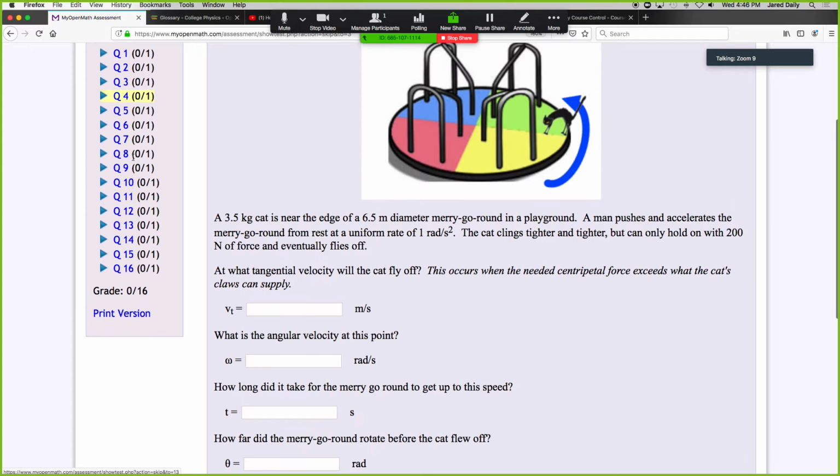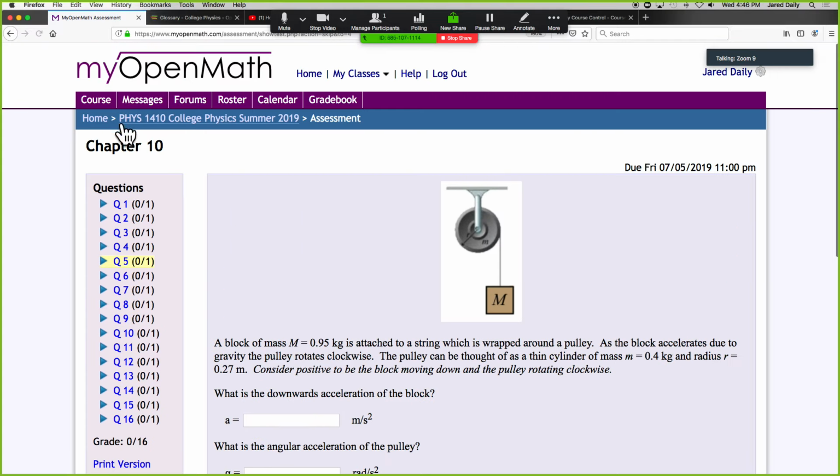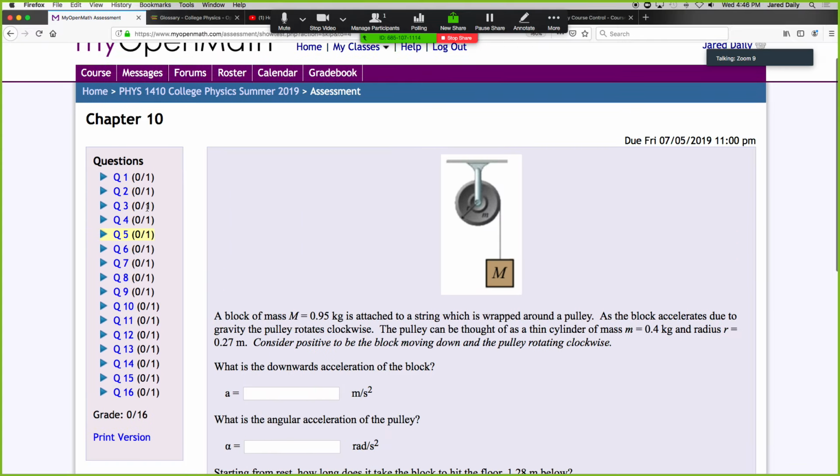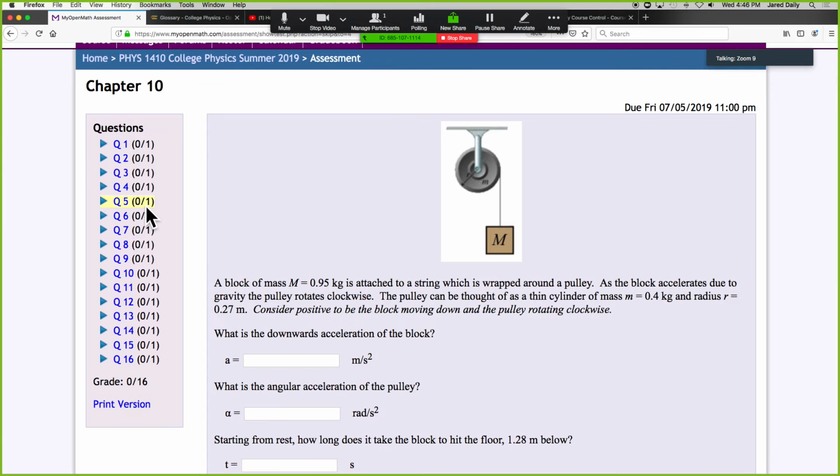In fact, a lot of these are reviewed. They're not necessarily angular momentum ones. This one is a bit of a challenge because it has a pulley that has a radius and a mass to it. So this pulley is going to have a change in angular momentum as this block accelerates.